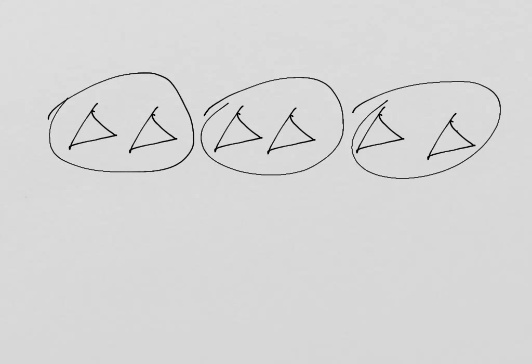So our first topic in math this year is connecting the second grade topic of repeated addition with multiplication. What I've drawn here is three groups of two triangles, and we could find out the total number of triangles through repeated addition. This is 2 plus 2 plus 2.